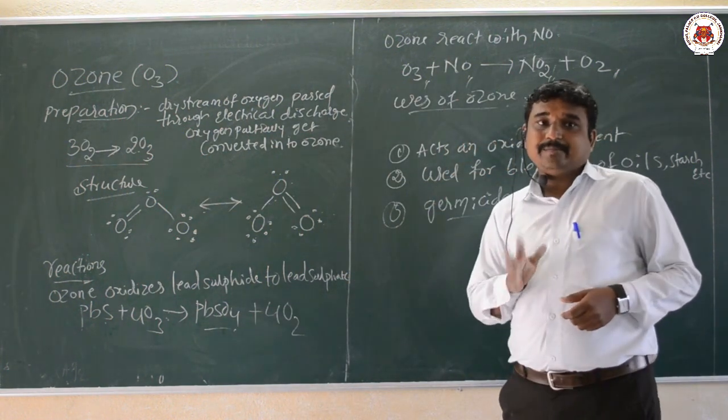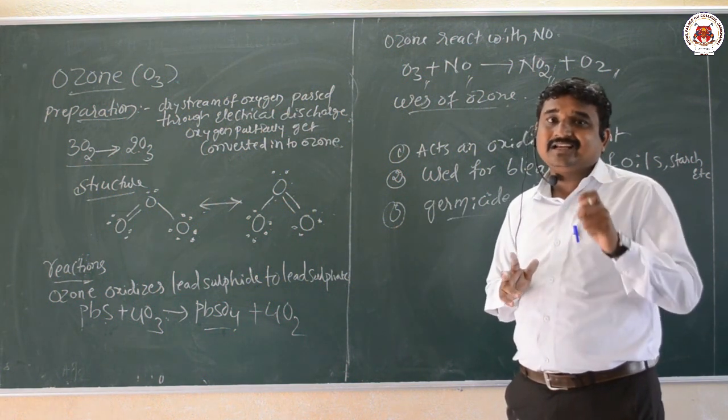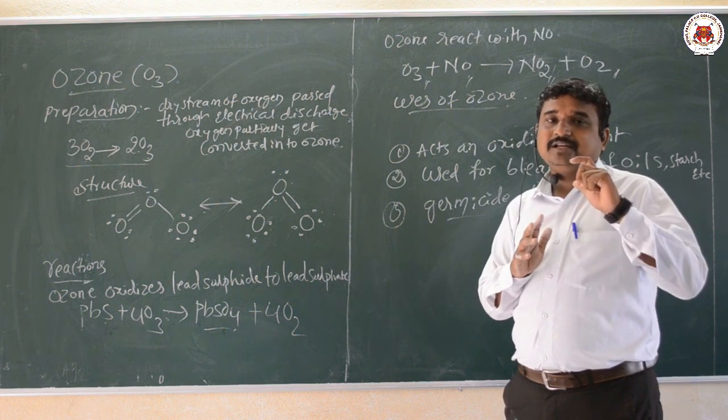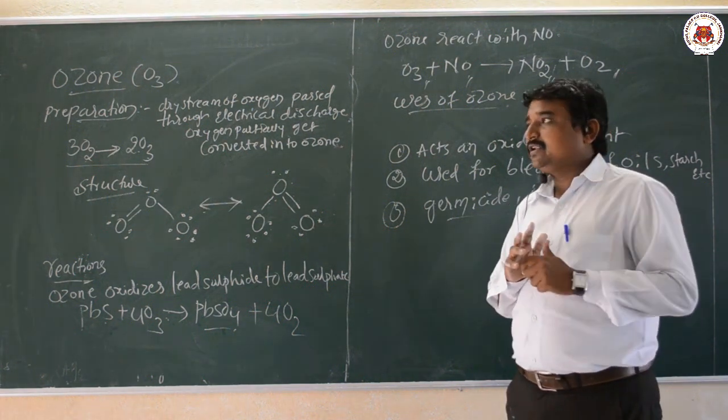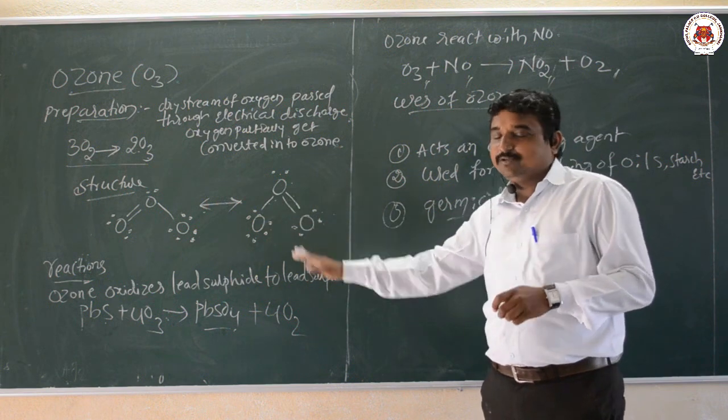Ozone preparation: a dry stream of oxygen is passed through an electrical discharge, and slowly, partially, the oxygen is converted into ozone. These are the resonance structures of ozone.